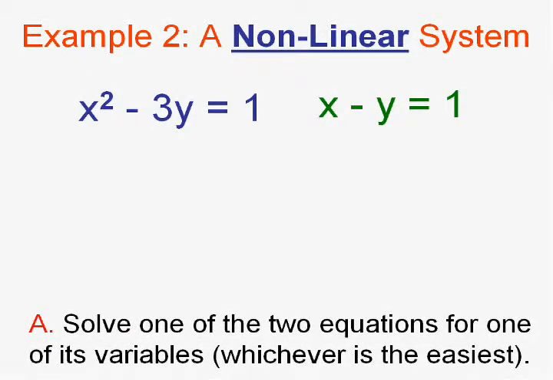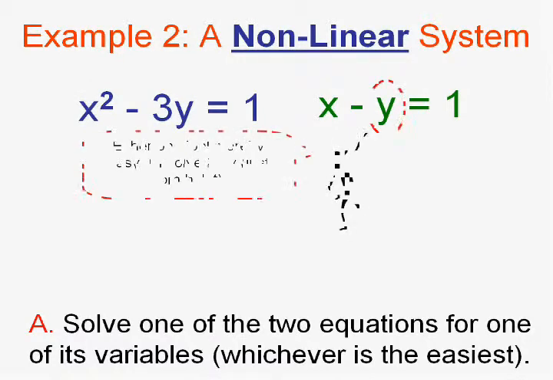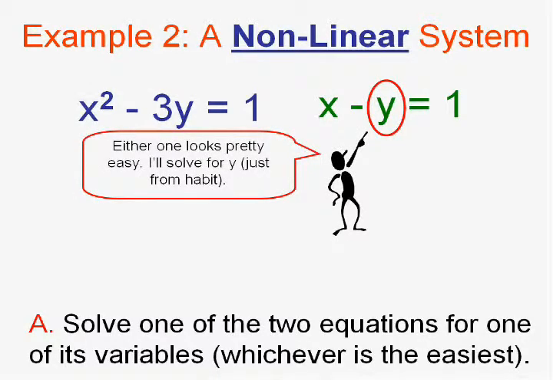So, let's begin by solving one of the two equations, either one, for one of its variables. It doesn't really matter which. The green equation looks easier, and probably I'd solve for x, but I want to show you that there's no really wrong answer here, as far as which to solve for. So this time, I'm going to solve for y, just from habit. I'm used to solving for y.